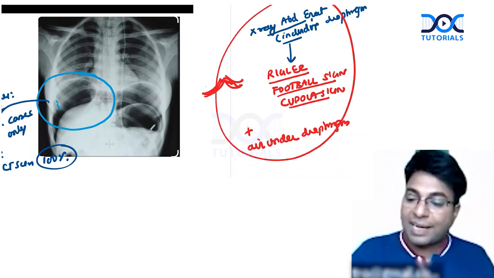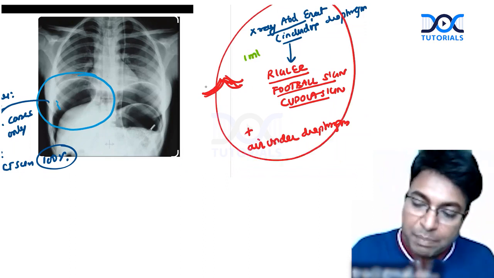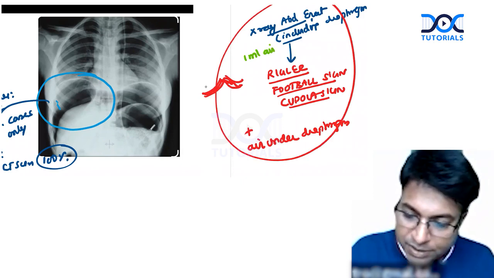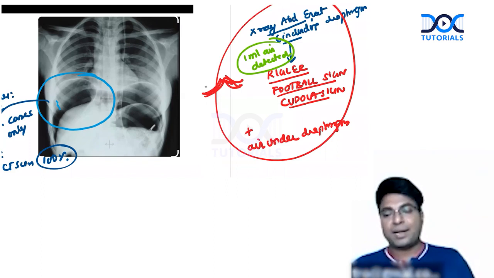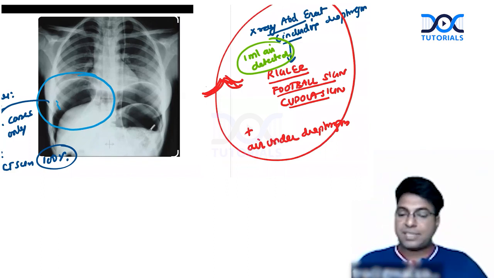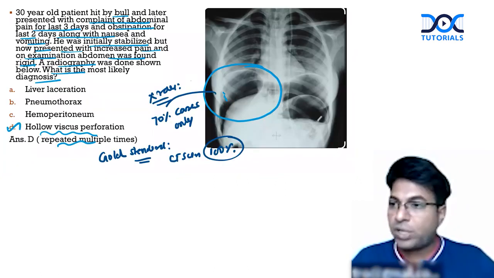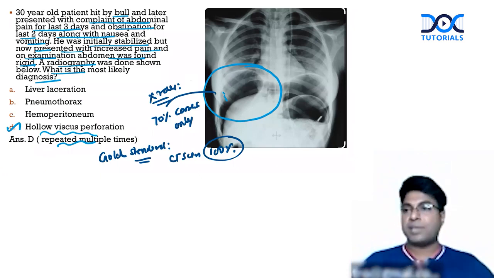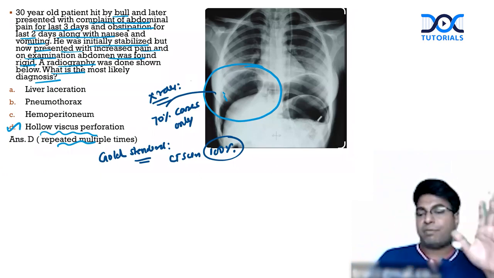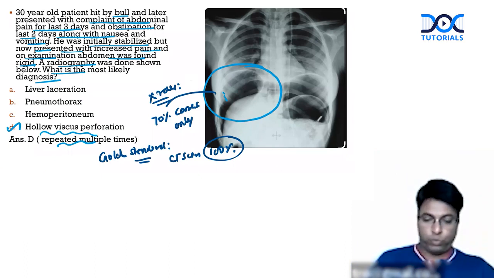And how much air can be detected? 1 ml of air can be detected. Just 1 ml air can be detected in an air under diaphragm. 1 ml is enough to be detected. These are all there in Sabiston. You can see this in Sabiston. These points are not there in Bailey. They're all in Sabiston. Very good. 5 ml in left lateral is also a correct answer. 1 ml in erect view and 5 to 10 ml in lateral view.